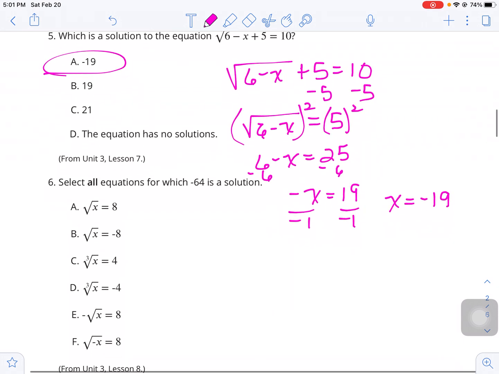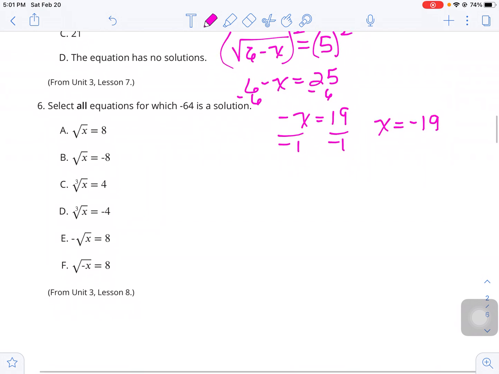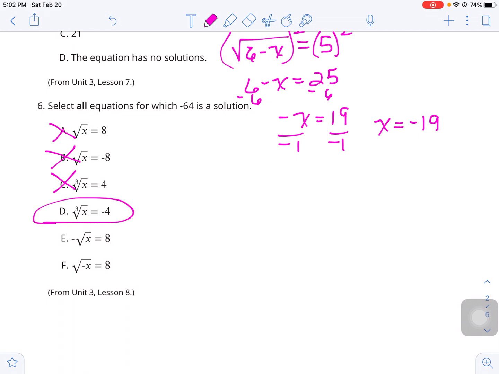Number 6, select all equations for which negative 64 is a solution. Okay, so for the first one, letter A, that would not work because we can't take the square root of a negative number and get a positive result there, or a real number result. Letter B, same thing. We don't get a real number result when we take the square root of a negative number. Letter C, the cube root of negative 64 is not positive 4, but it is negative 4. So D is going to work there.